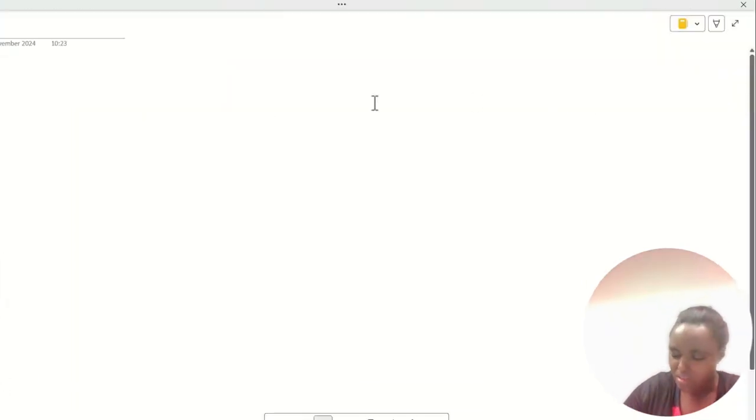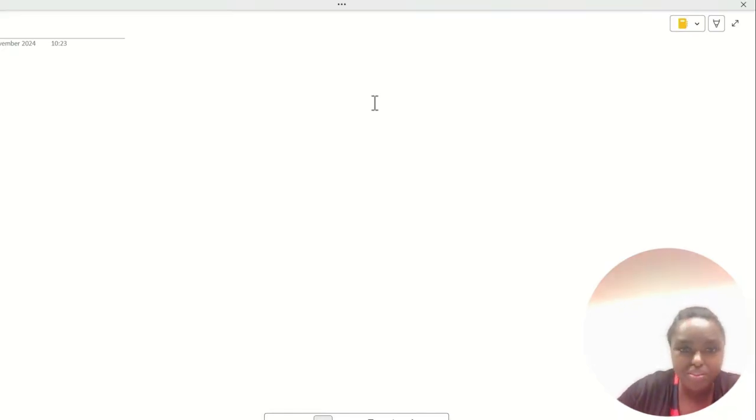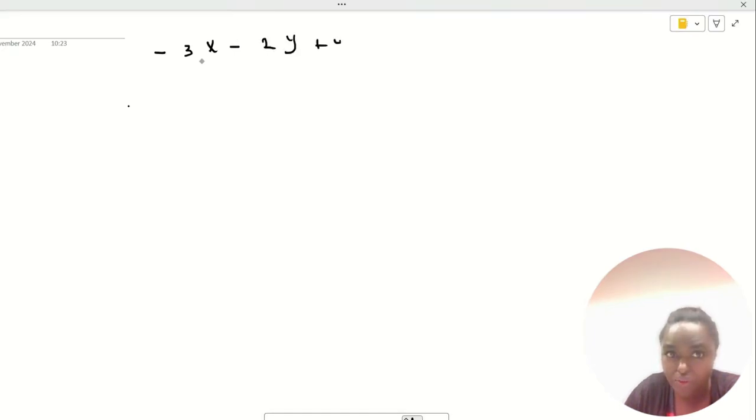So we have a system. The system is minus 3x minus 2y plus 4z equals 9. This is the first equation.